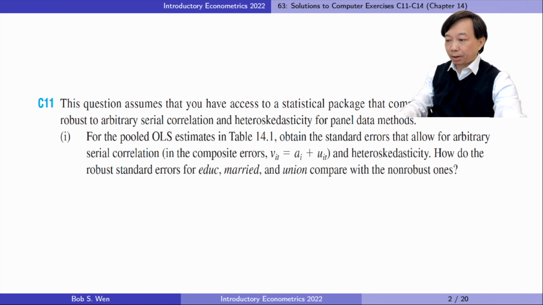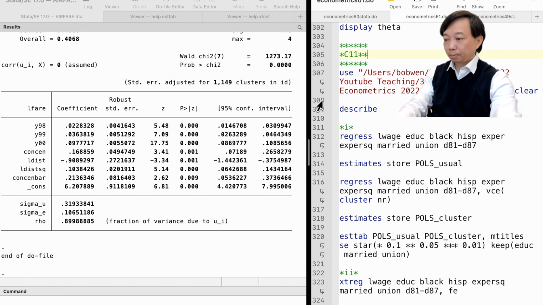Let's look at computer exercise 11. It is about example 14.4 in the textbook, a wage equation using panel data. In part 1, for the pooled OLS estimates in table 14.2, obtain the standard errors that allow for arbitrary serial correlation in the composite errors and heteroscedasticity. How do the robust standard errors for education, married, and union compare with the non-robust ones?